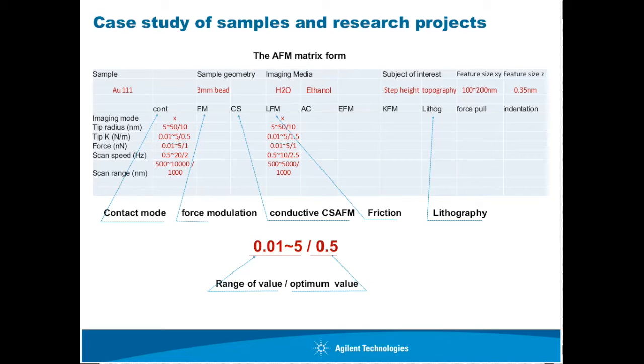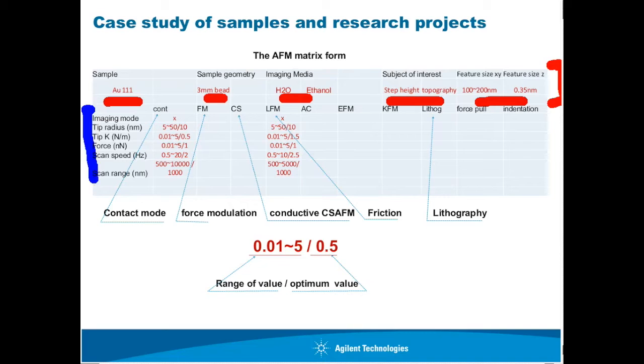First of all, the first part of the form, from this row to this row, is the analysis of your sample. The sample name, the shape of the sample, the imaging media. Are you imaging in water, in air, ethanol? What are you interested in? What do you want to see? Do you want to measure step height, topography, and then the expected feature size in X, Y, and in Z? The second part of the form contains the information about imaging mode and parameter suggestions.